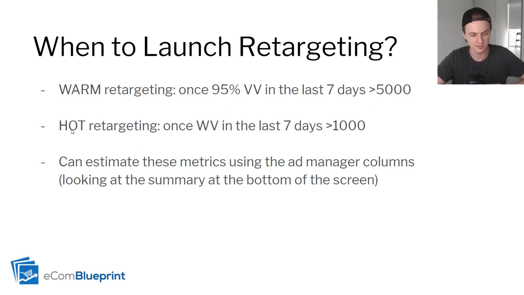Now for hot retargeting, for website retargeting, once you get at least 1,000 website visitors in the last 7 days, right? So 1,000 website visitors in the last 7 days, that's a good hot audience, and so you should start really retargeting that. And so this is when I'd recommend launching retargeting. For warm, once you have over 5,000, 95% video viewers, and for hot, once you have 1,000 or more website visitors. And you can estimate these metrics using the ad manager columns, right? You can just go to your lifetime stats and then look at how many 95% video viewers you have, how many website visitors you have. And based on that, you can decide when you should launch your retargeting.